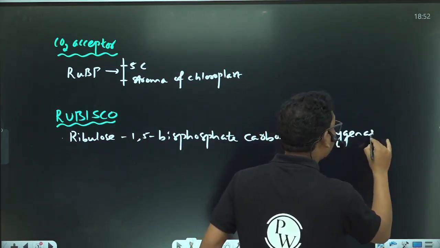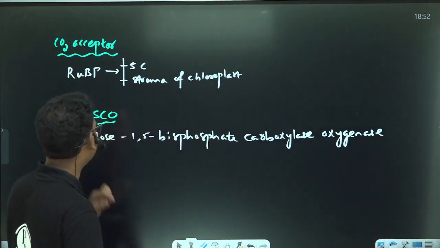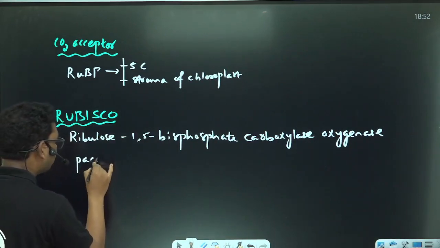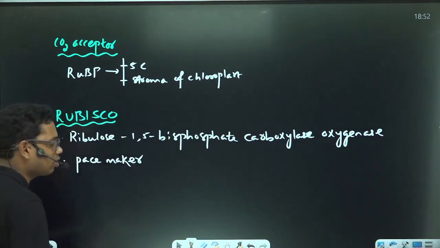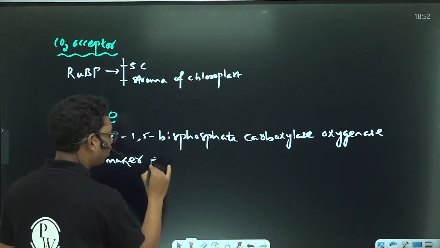At what rate the Calvin cycle will occur is decided by the activity of the RuBisCO, and that is why we call this RuBisCO the pacemaker enzyme. I repeat, at what rate the Calvin cycle occurs is decided by this enzyme, and that is why we call this the pacemaker enzyme of Calvin cycle.